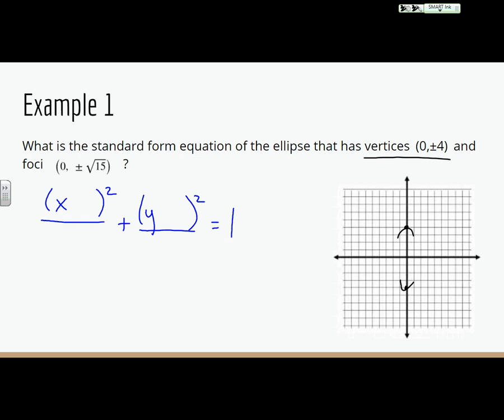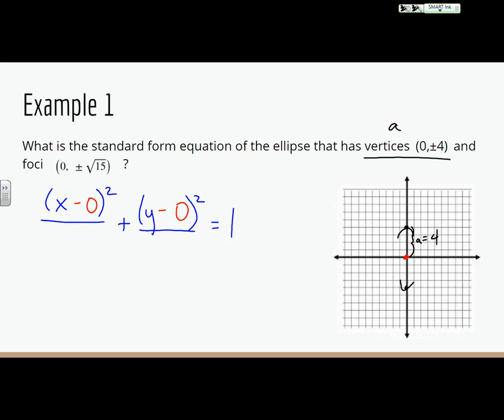But since the vertices will always correspond to whatever your A value is, where A is going to be the distance from the center, which I think we can just assume that 0, 0 is going to be the center, because it's halfway between my vertices. So I can go ahead and plug those in. But my A value is going to be the distance from the center up to the vertex. This is center to vertex, not vertex to vertex. So A is going to be equal to 4.